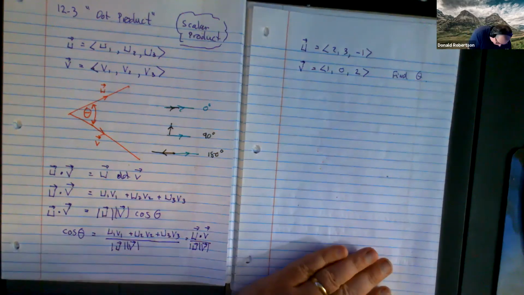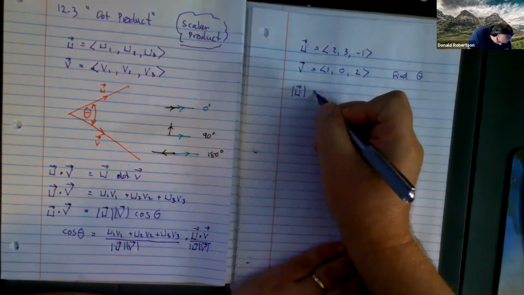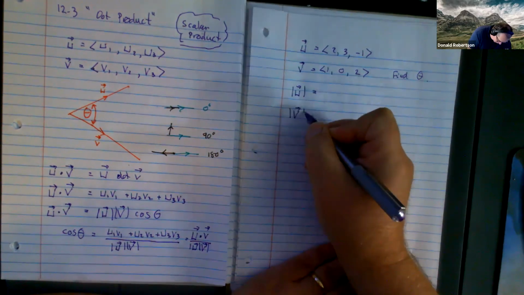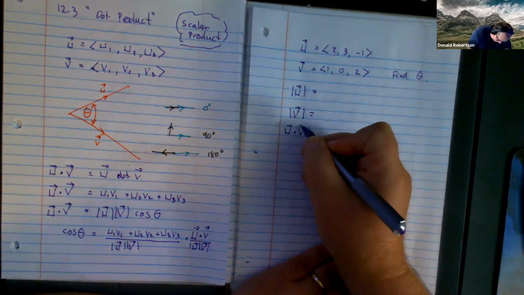Well, I need to know some things. I need to know the magnitude of U. I need to know the magnitude of V. And I need to know U dot V.